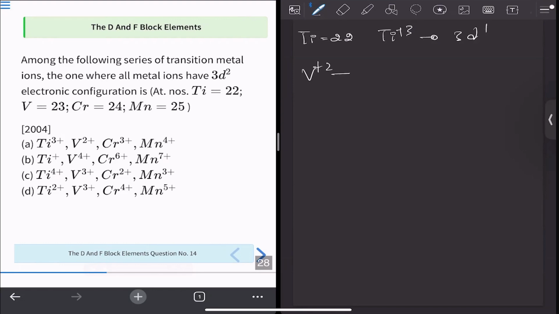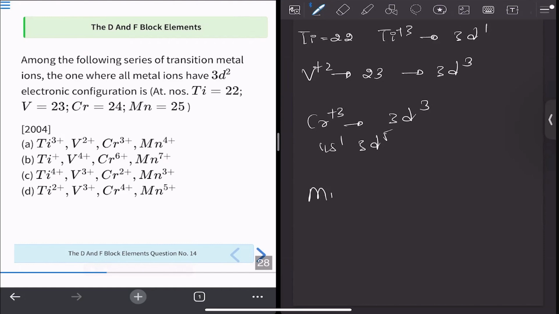So vanadium plus 2, that is, vanadium is 23. Vanadium plus 2 will be having 3d3. And chromium plus 3, first option. Chromium is 4s1 3d5. The plus 3 will be having 3d3 electronic configuration.